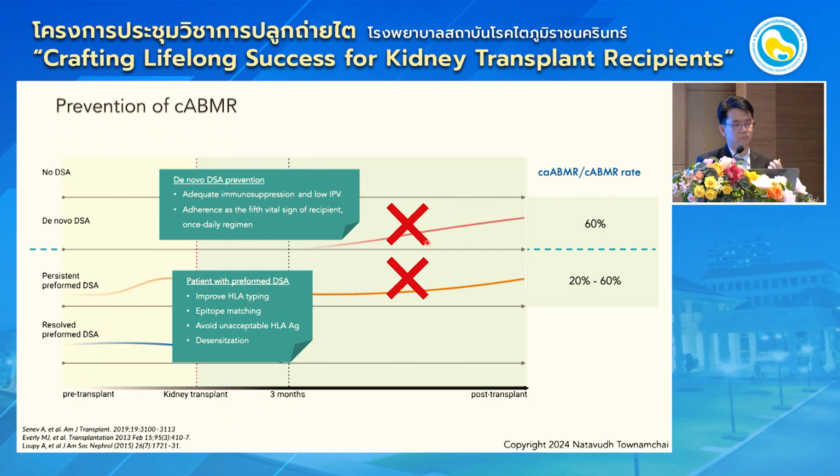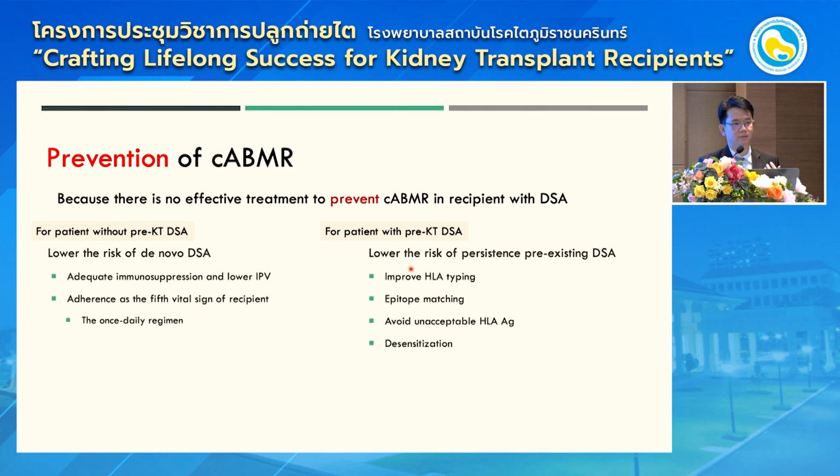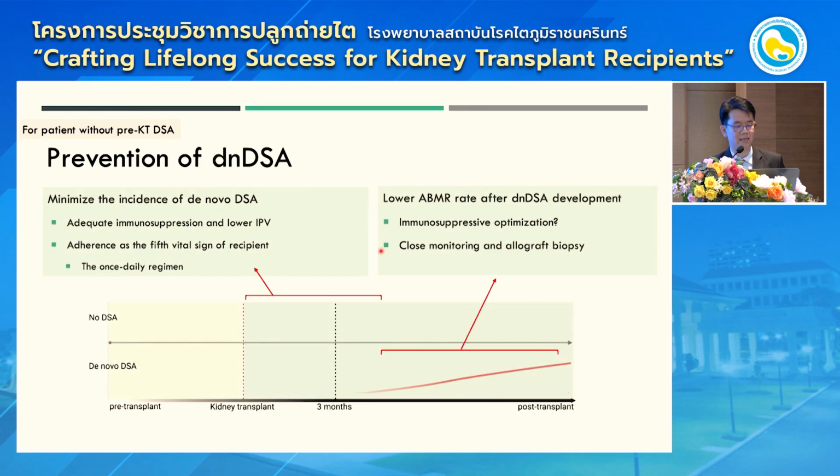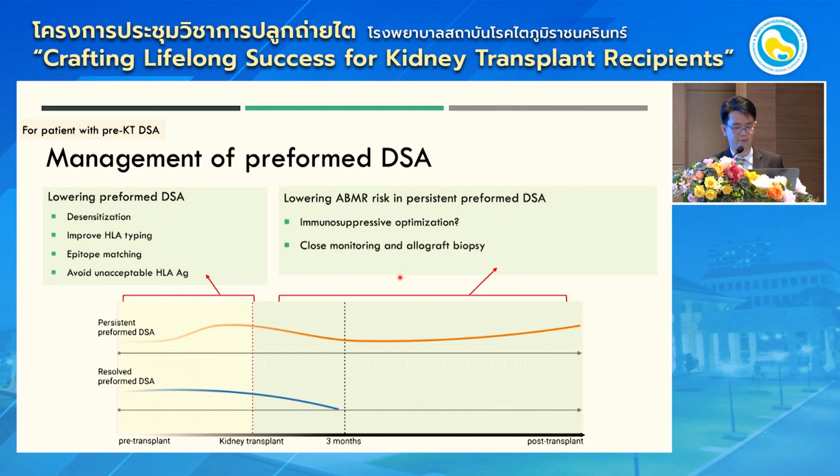Another thing is about those patients who have preformed DSA. Improve the HLA typing, epitope matching, and avoid the unacceptable HLA, and desensitization in living transplantation can improve or try to resolve the pre-transplant DSA. So this is how to prevent chronic ABMR in patients without pre-transplant DSA and in patients who already have pre-transplant DSA. I will skip this because I mentioned everything in this slide already.